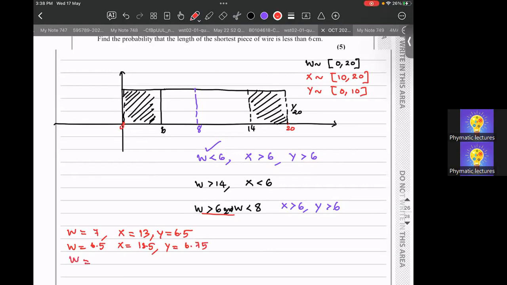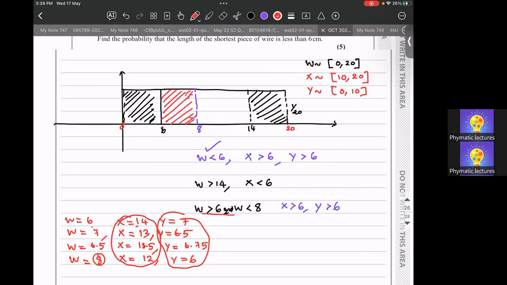Now, if W is 8, what happens? X is equal to 12, Y is equal to 6. So from that moment onwards, this is the border. When W is equal to 6, X is equal to 14, and Y is equal to 7. When the W value is between 6 and 8, these values are not giving any piece which is less than 6. Clear? So 6 to 8 is not giving any piece length less than 6.